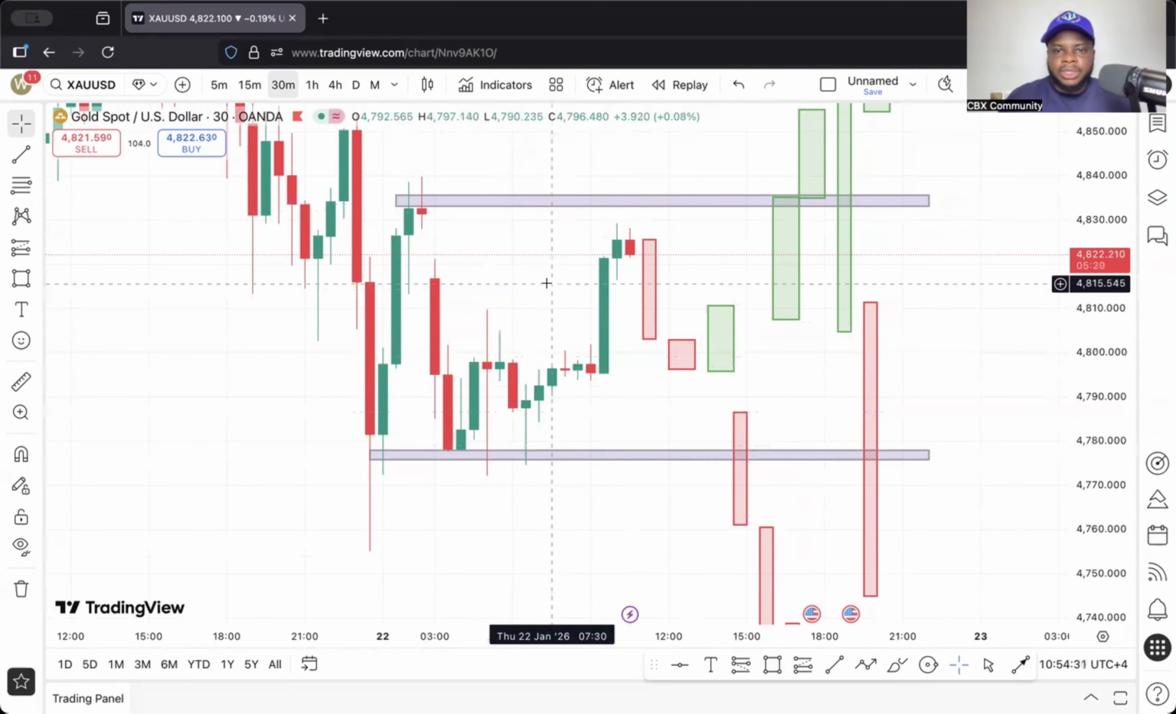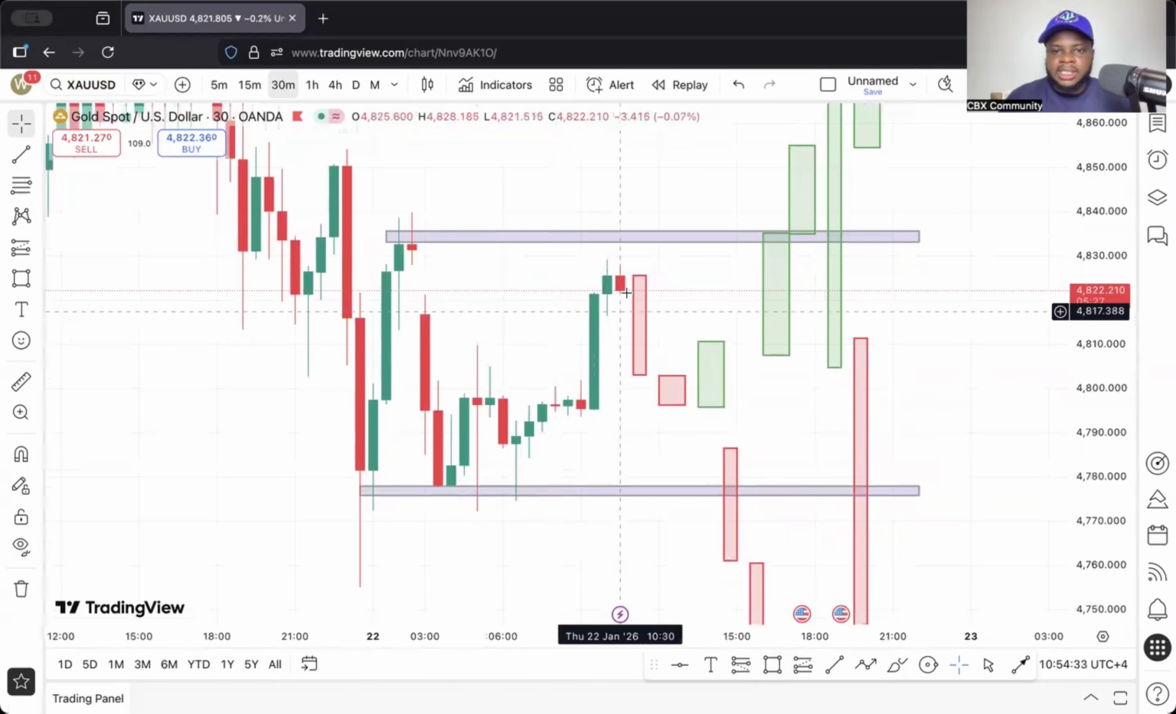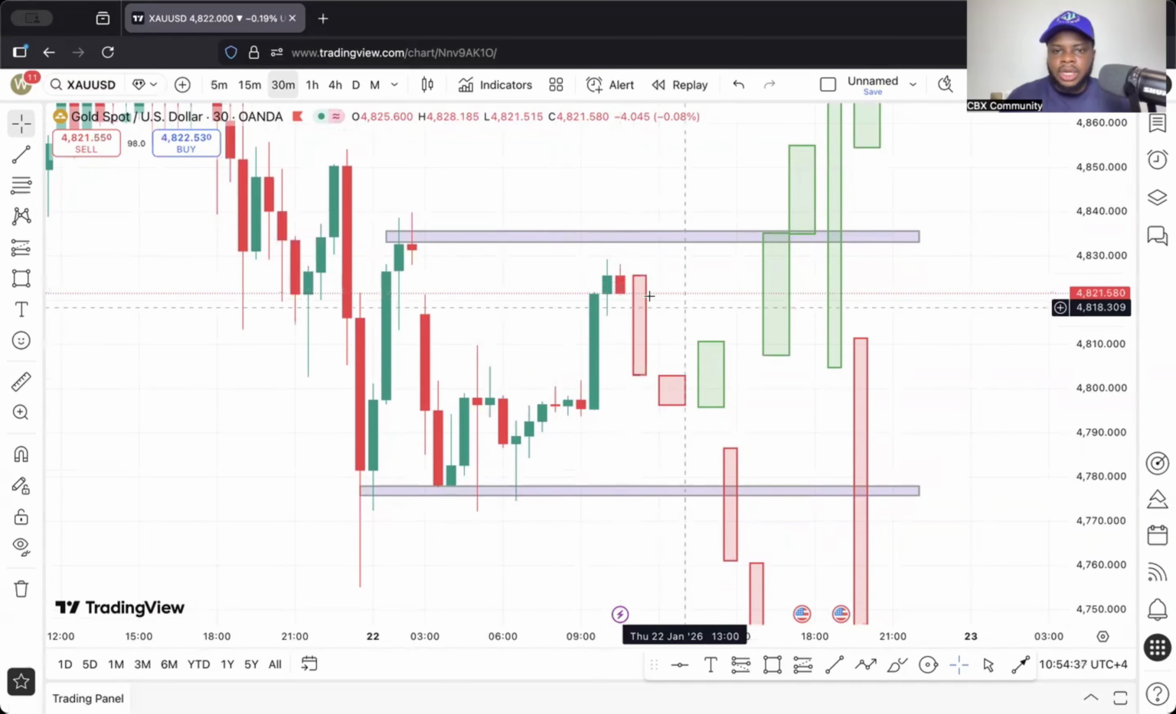So let's see what the market structure wants to do, since this 30 minutes candle is left with 5 minutes before it needs to close. So let's wait until this candle closes, and then let's see what the next 30 minutes candle wants to do.